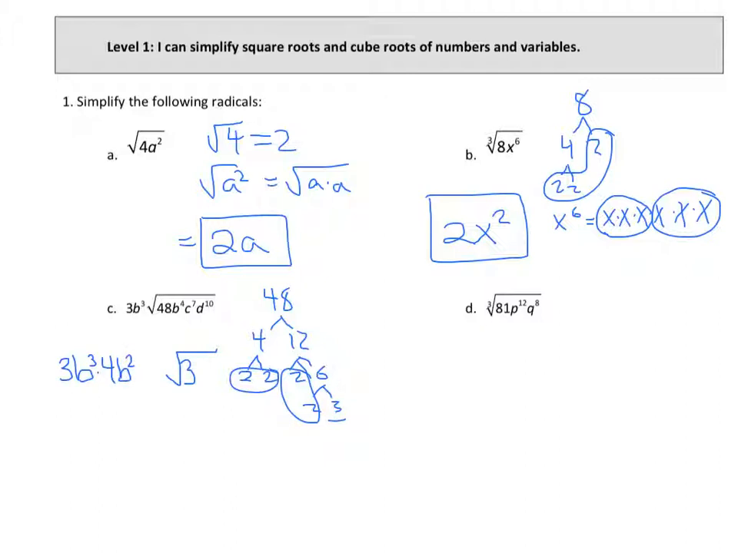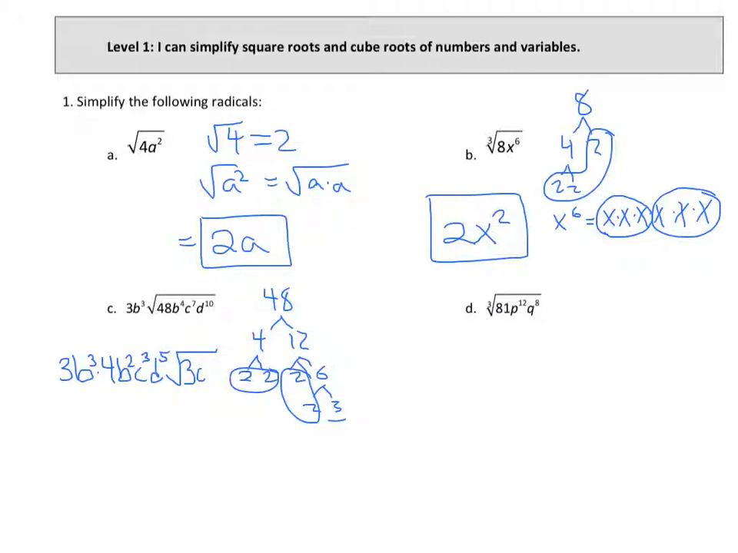Now I look at c to the 7th, and how many groups of 2 c's do we have? We have 3 groups of 2 c's, so c to the 3rd, but this time there's going to be 1 c left over. 3 groups of 2 c's would only be c to the 6th, but we have another c that has to stay inside. And then I look at my d's, and we have how many groups of 2 d's? There will be 5. So on the outside, we're going to put d to the 5th.